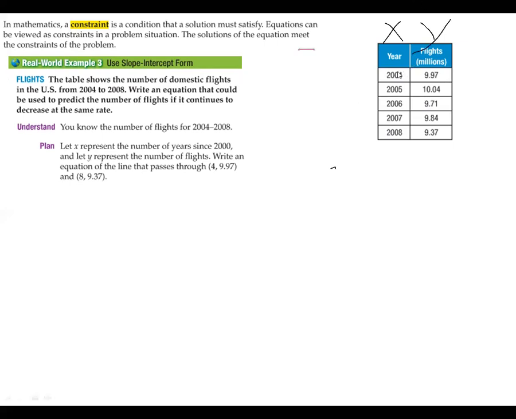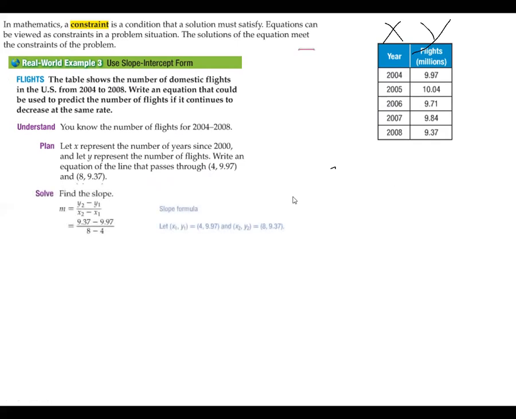then I could think of those as x comma y. And then I'm going to let x just be the number of years after 2000 to make the problem a little bit simpler. Okay, so write an equation of the line that passes through the first point and the last point. So this point would be 4 comma 9.97, and this would be 8 comma 9.37. Okay, so I know 2 points.